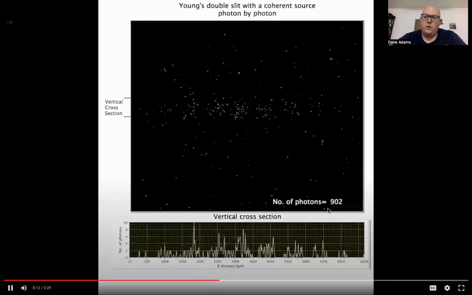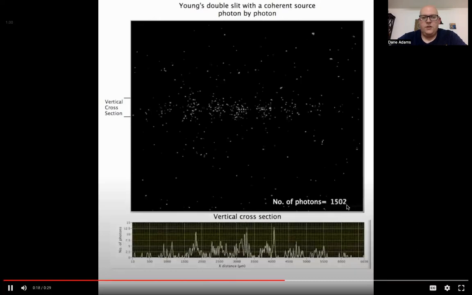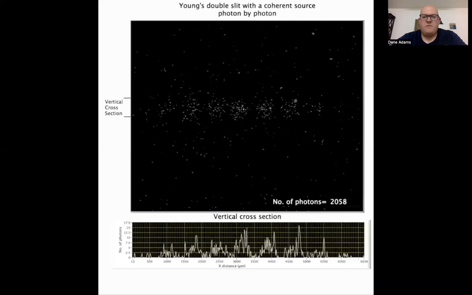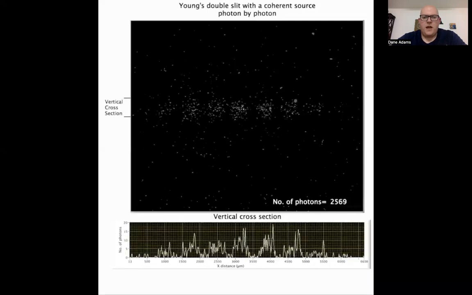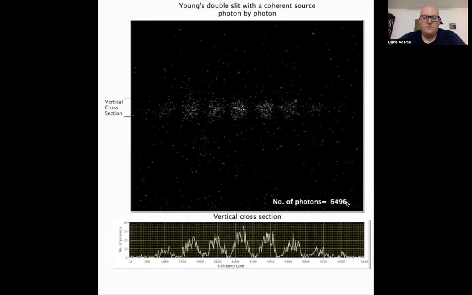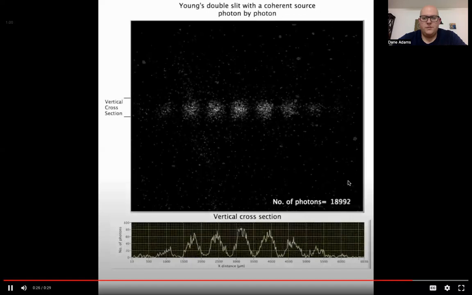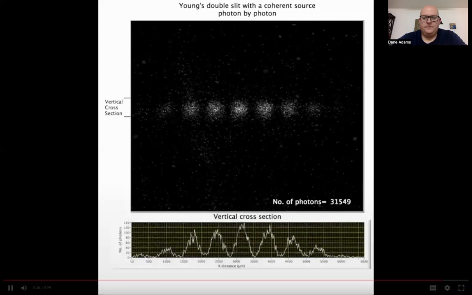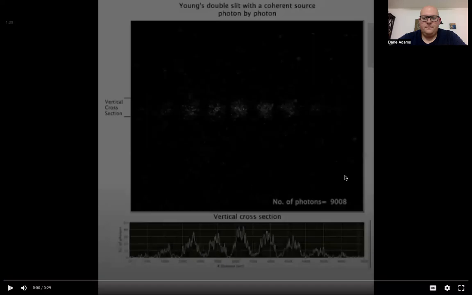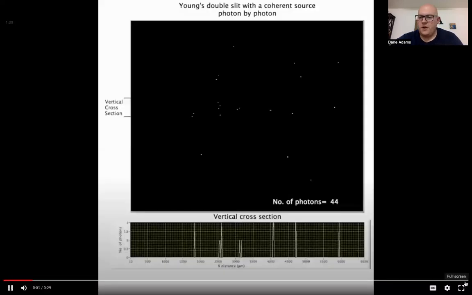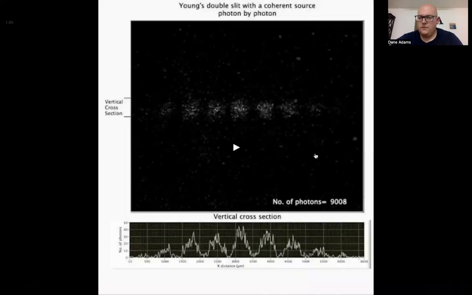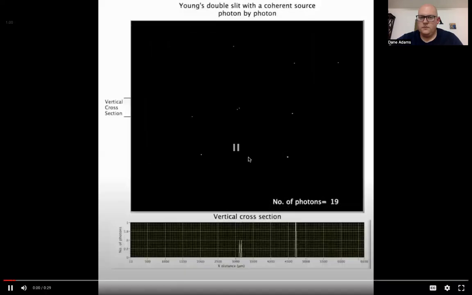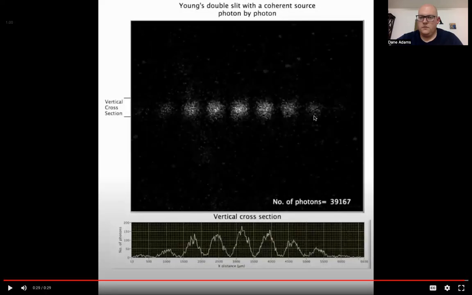See down here, the total number of photons is growing. Initially, the pattern doesn't seem to have much to it, but as time goes on, I think something very clear emerges. Oh, we just missed it. Sorry, I'll go back. Take a look at that for a minute.